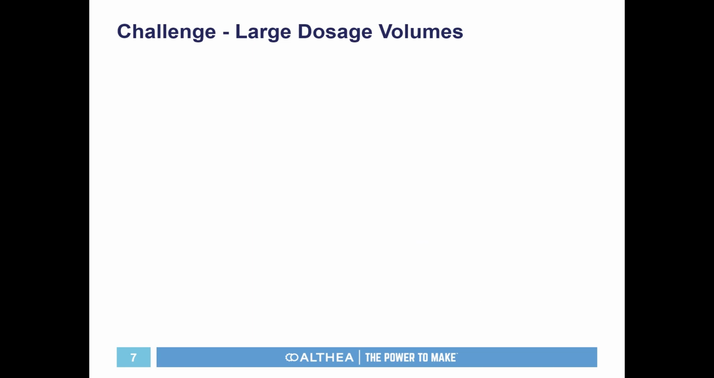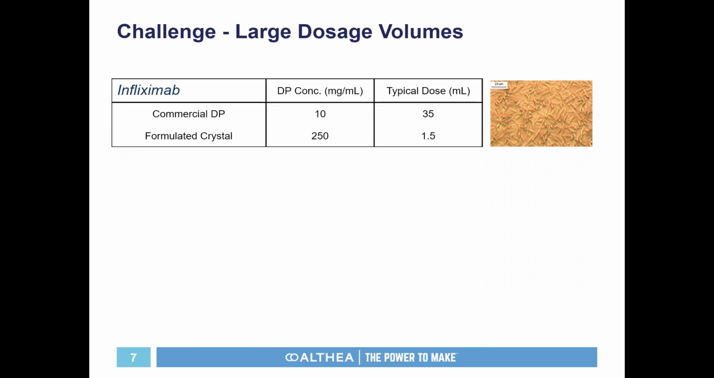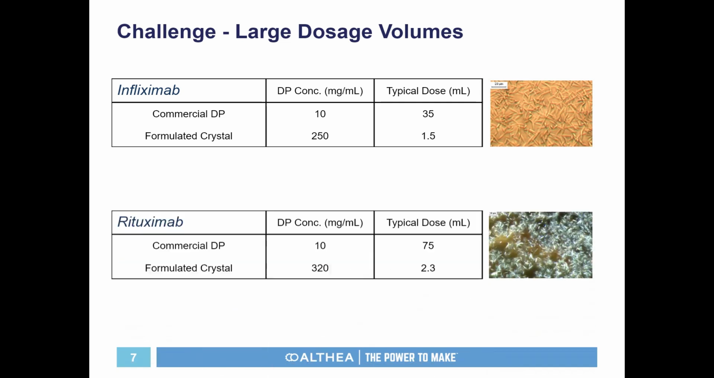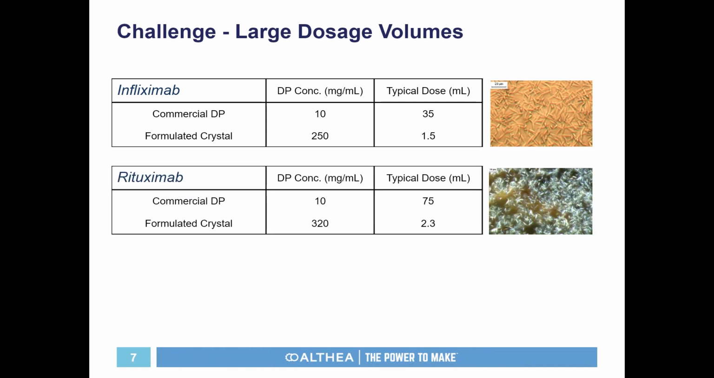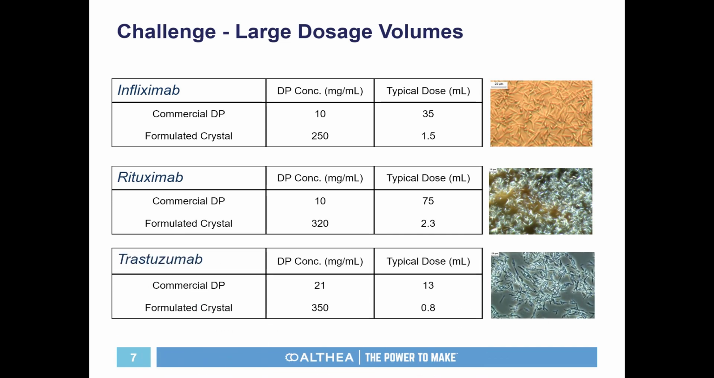With this capability of getting to higher concentrations, we are able to lower the dosage volumes. And 3 commercial proteins that we developed in order to demonstrate our technology were infliximab, rituximab, and trastuzumab. In each case with these antibodies, we were able to lower the dosage volume to under 2.5 mils, which would make these drug products plausible to administer with a subcutaneous injection instead of an IV. With rituximab, we were able to lower the dosage volume from 75 mils down to 2.3 mils.